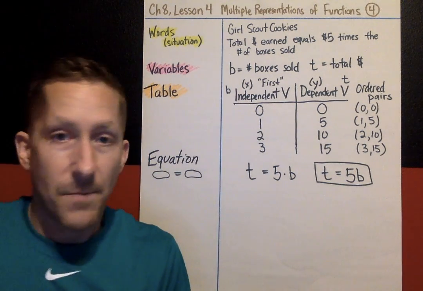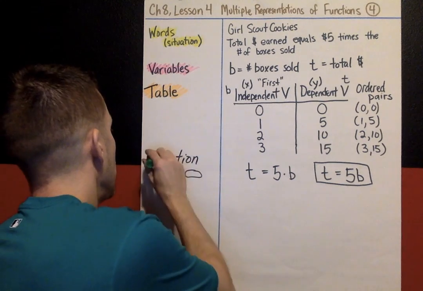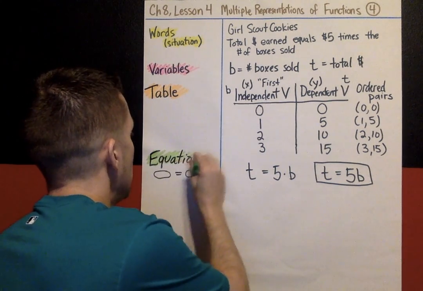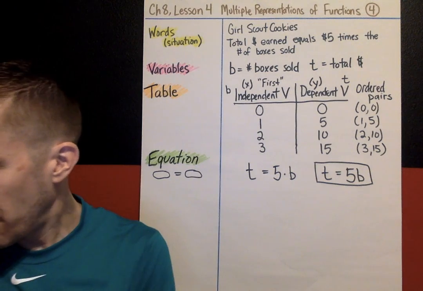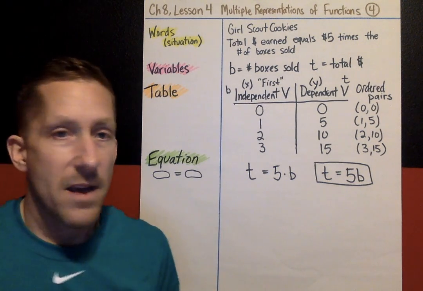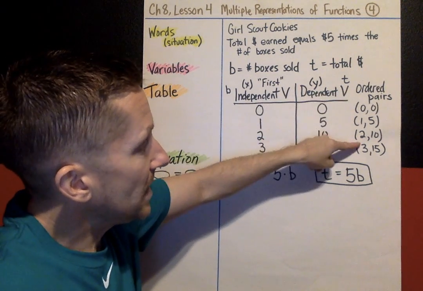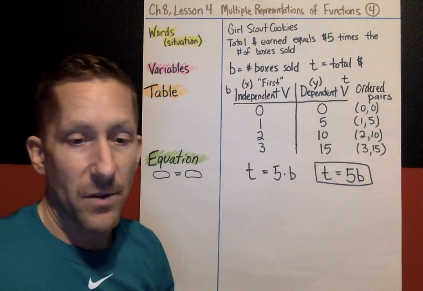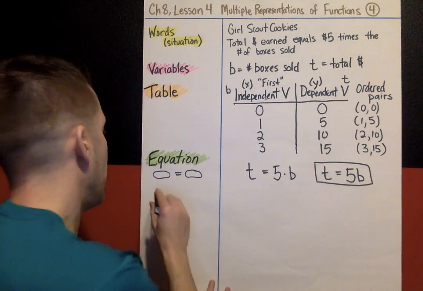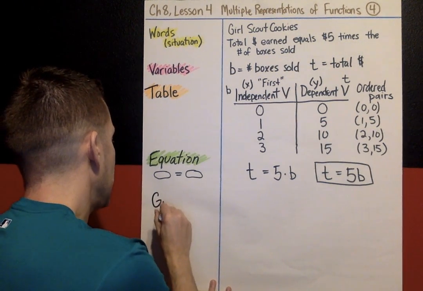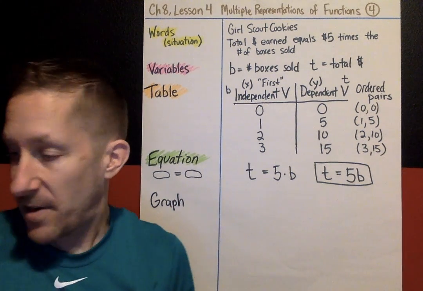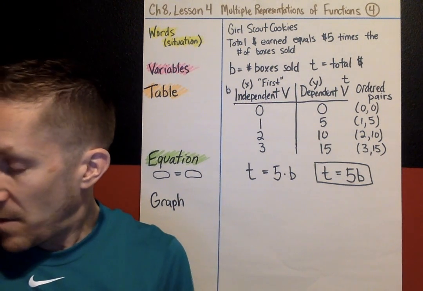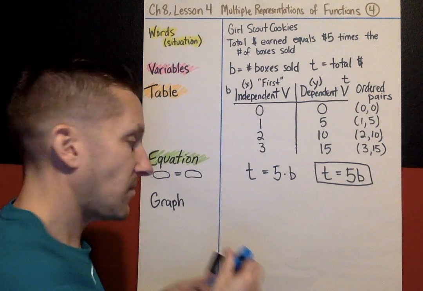All right, so an equation is another way to represent a function. We've got one more, and it involves the ordered pairs. What do we do with ordered pairs? We graph them. So the last representation is that you can make a graph of your function. So, a graph.